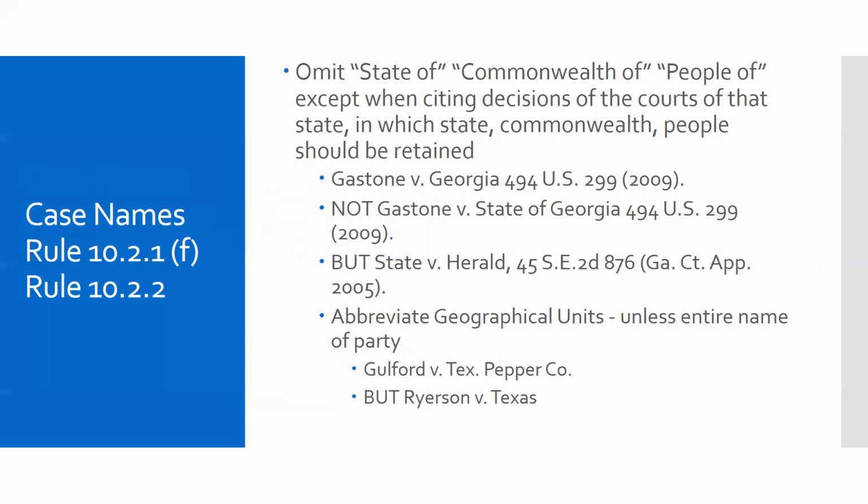And then if you look at Rule 10.2.2, we do need to abbreviate geographical units unless it's the entire name of the party. So a couple examples here are Gulford versus Texas Pepper Company. We're going to go ahead and abbreviate Texas. But in the situation of Ryerson versus Texas, where Texas is the entire name, we're not going to abbreviate that.